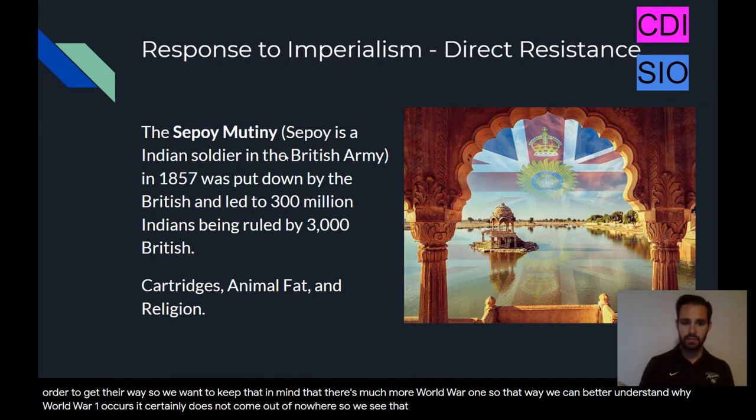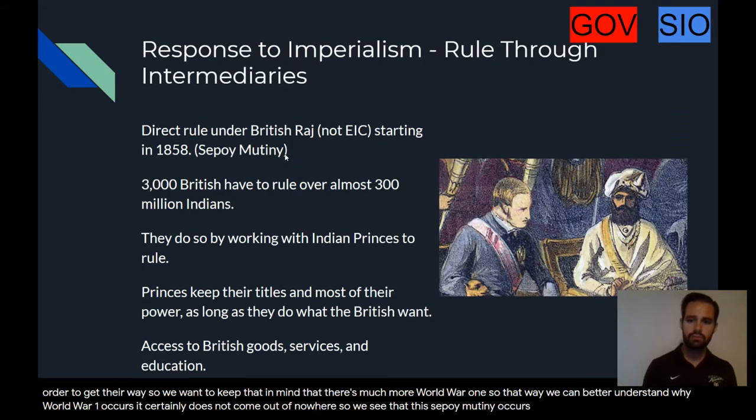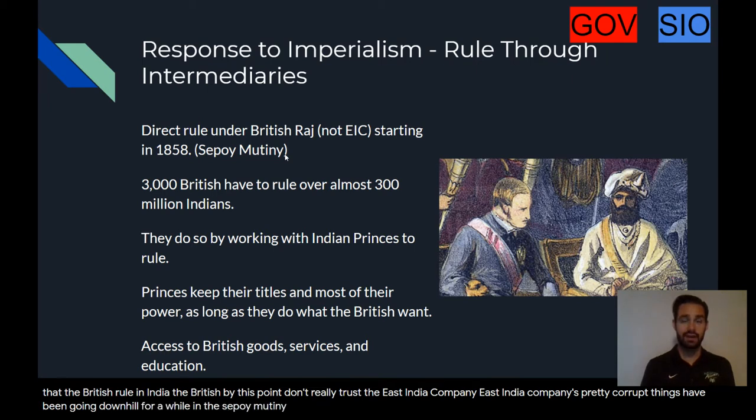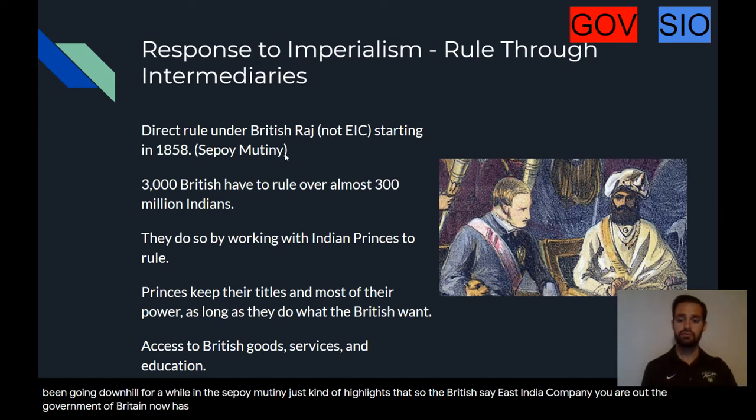So we see that this Sepoy Mutiny occurs, and then we get a switch in the way that the British rule India. The British, by this point, don't really trust the East India Company. The East India Company is pretty corrupt. Things have been going downhill for a while, and the Sepoy Mutiny just kind of highlights that. So the British say, East India Company, you are out. The government of Britain now has direct control.